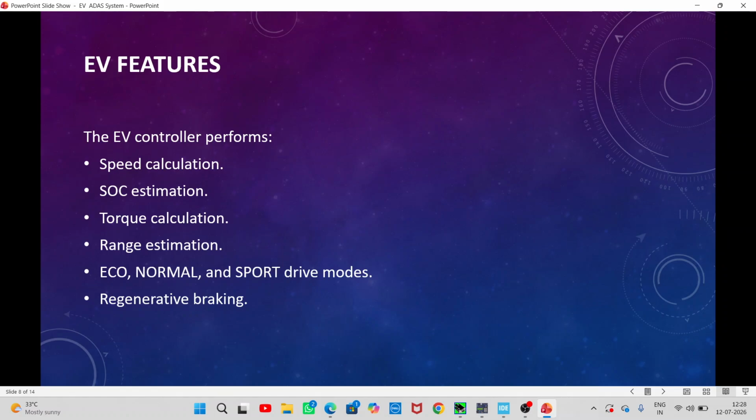Then the next one is regenerative braking. What is meant by regenerative braking? When the brake is applied, acceleration will decrease. As we know, when the brake is applied, acceleration will decrease.